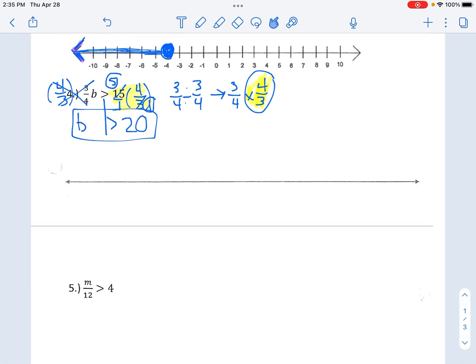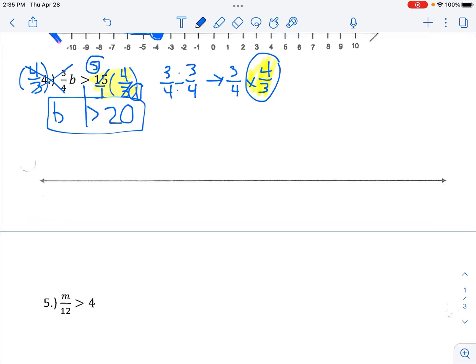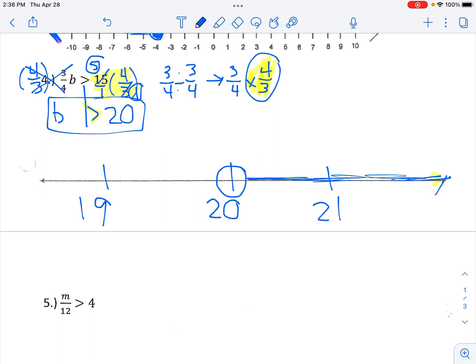Now, notice that this number line doesn't have any numbers on it. But remember what I told you last week. You're going to put the solution in the middle. You're going to put one number to the right and one number to the left. Put your circle at 20. Match arrow for arrow. So this line is going to be darkened going to the right. We're looking for any number that would be greater than 20.